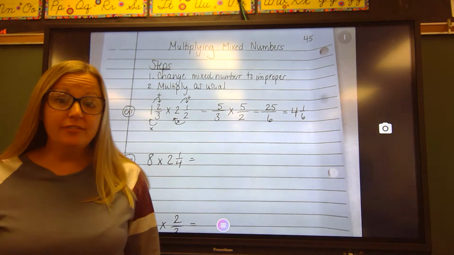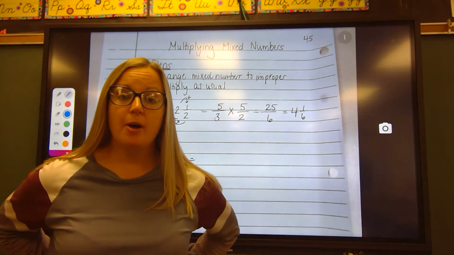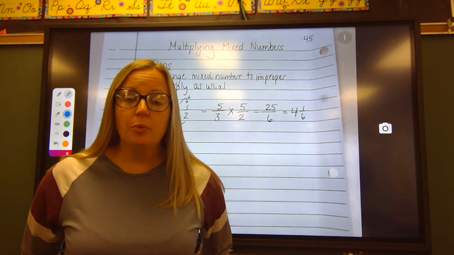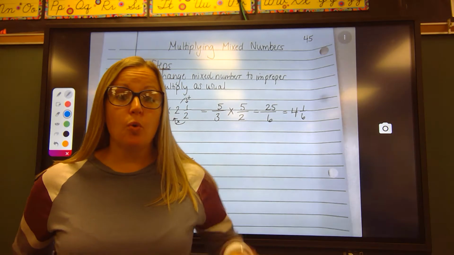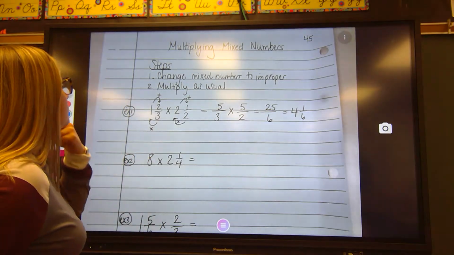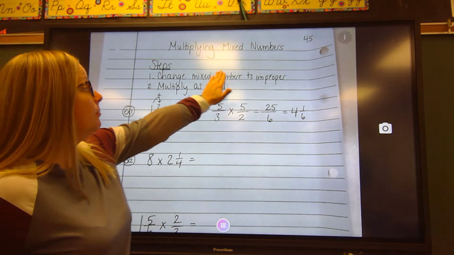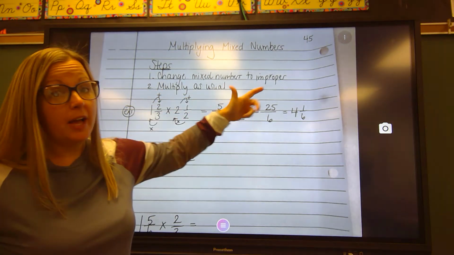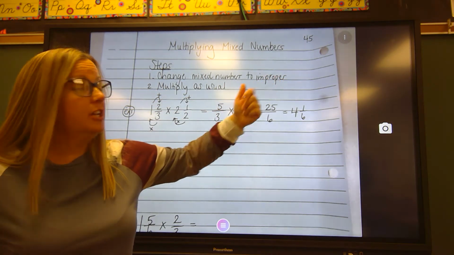Now we're on page 45 in your notebook. We are going to talk about multiplying mixed numbers today. It's really not that different than what we did with just multiplying fractions. There's one extra step that you have to do. So the steps are change your mixed numbers to improper fractions first, and then multiply as usual, just like we did on the last couple videos.